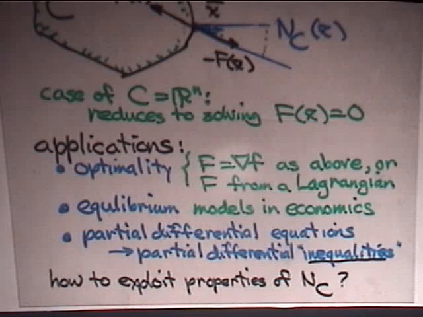But this is just a condition. This is just a definition. What can we do with it? How can we analyze it? And at this point, the critical thing turns out to be to try to understand this set-valued mapping NC, the normal cone mapping as a set-valued mapping. What are its properties? What is its graph? What can you do with it?